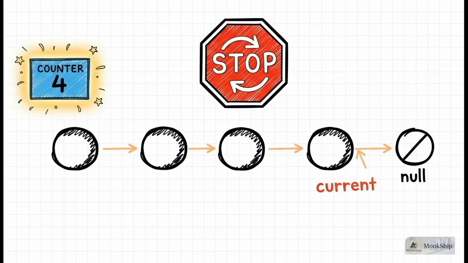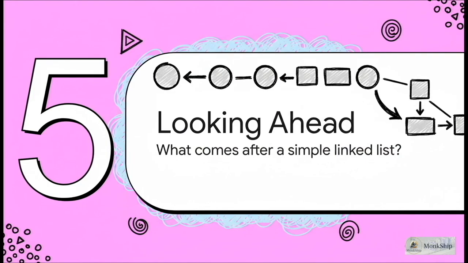And once you get to that very last node, its next pointer is going to be null. That stops the loop. And at that exact moment, you look at your counter variable, and bam, it's got the final answer, the total number of nodes in the list. Simple as that. So we've pretty much mastered the basics of a simple linked list.